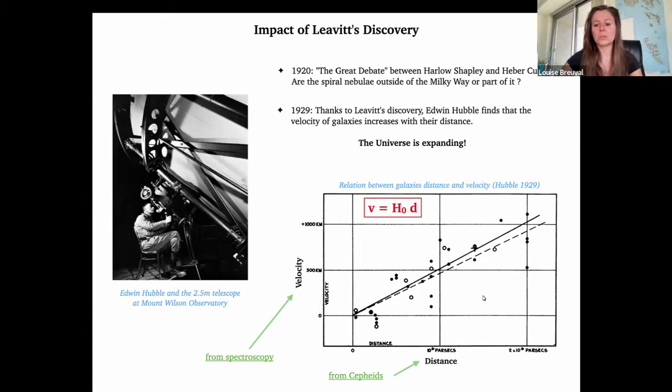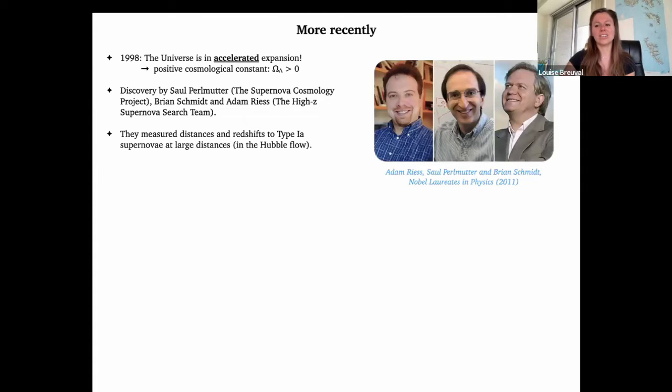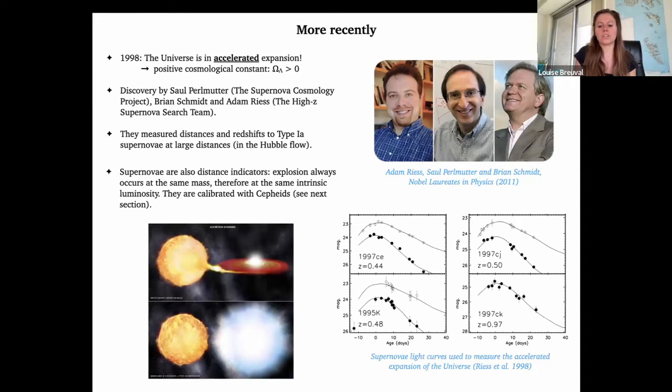And the conclusion was still the same, that the universe is expanding. All of this work, all of these discoveries had a huge impact in cosmology, and everything is based on the first discovery by Henrietta Leavitt of the Cepheid-Leavitt Law. And more recently, not only is the universe expanding, but the expansion is accelerating. This was discovered in 1998 by the Supernovae Cosmology Project and the High-Z Supernovae Search Team. This time they used type Ia supernovae, which are even brighter than Cepheids, to measure this accelerated expansion. So supernovae are also important.